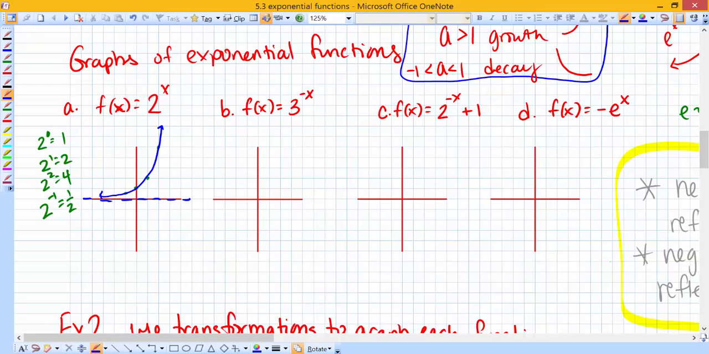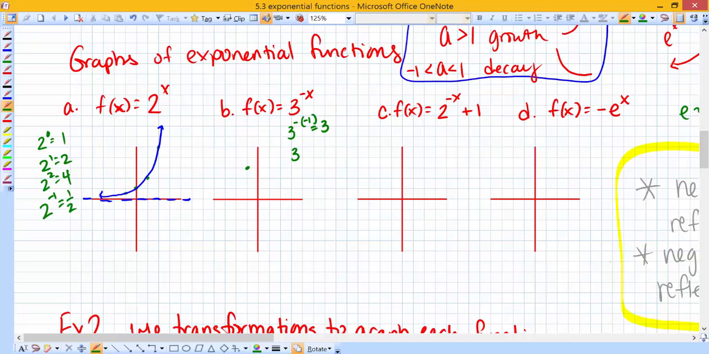Now, b. b has a negative exponent, which means this is going to become a decay function. But just to prove it to you, let's plug in some values. Let's say I plug in negative 1. Well, that means this is 2 negatives, so I get 3. When I plugged in negative 1, I got 3.